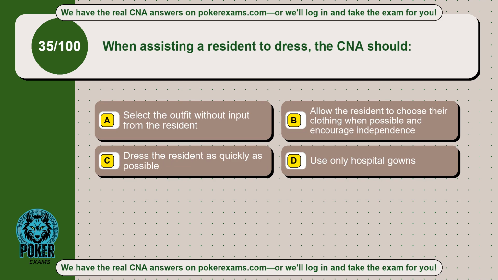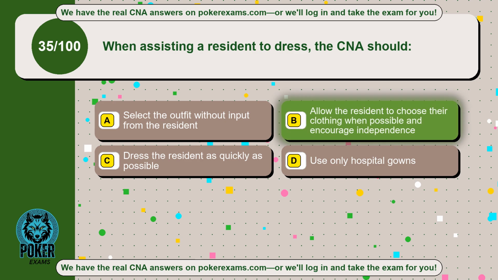Question 35. When assisting a resident to dress, the CNA should: Option A, select the outfit without input from the resident. Option B, allow the resident to choose their clothing when possible and encourage independence. Option C, dress the resident as quickly as possible. Option D, use only hospital gowns.